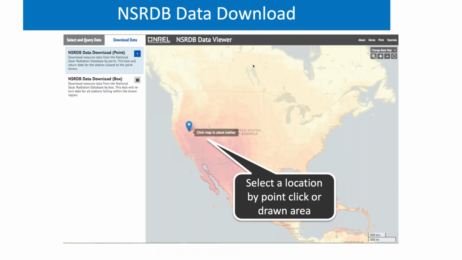And so when you've made your choice, you're working right on the map. So you either click a point or you draw a box right over the map itself.